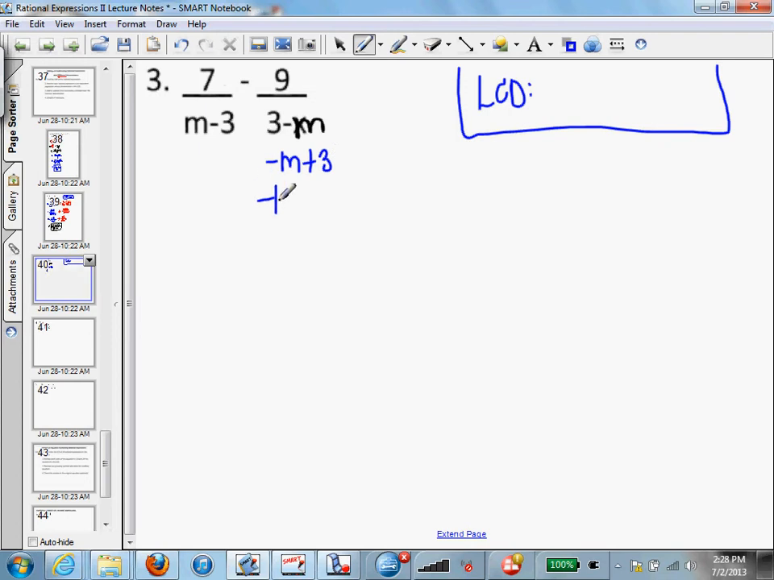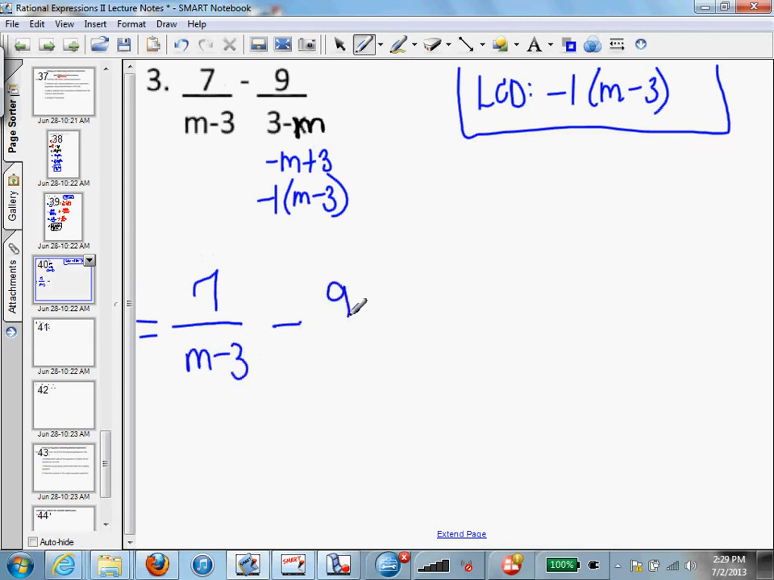Well, note, if we were to factor out a negative 1, so we'd have m minus 3, we would have a similar looking denominator. All we'd have to do is have negative 1 times the quantity m minus 3 as the LCD. So let's now take what we've gathered and rewrite it as a simplified term. So that is what it really looks like using our work from above.